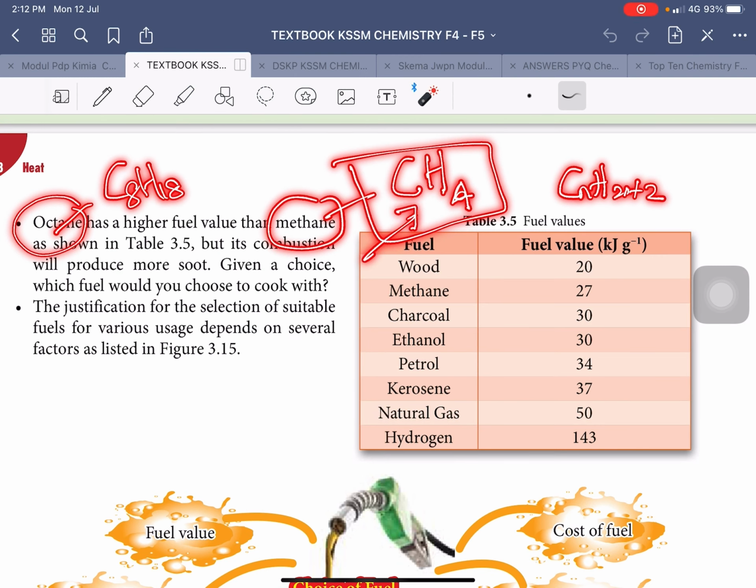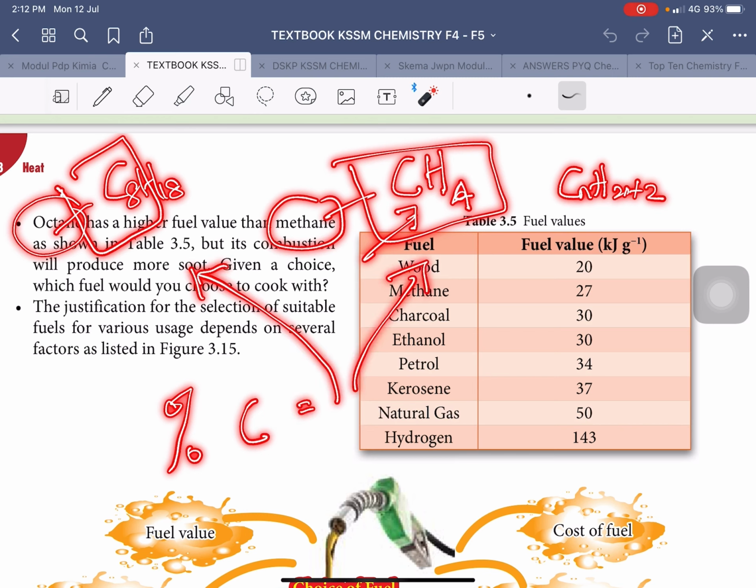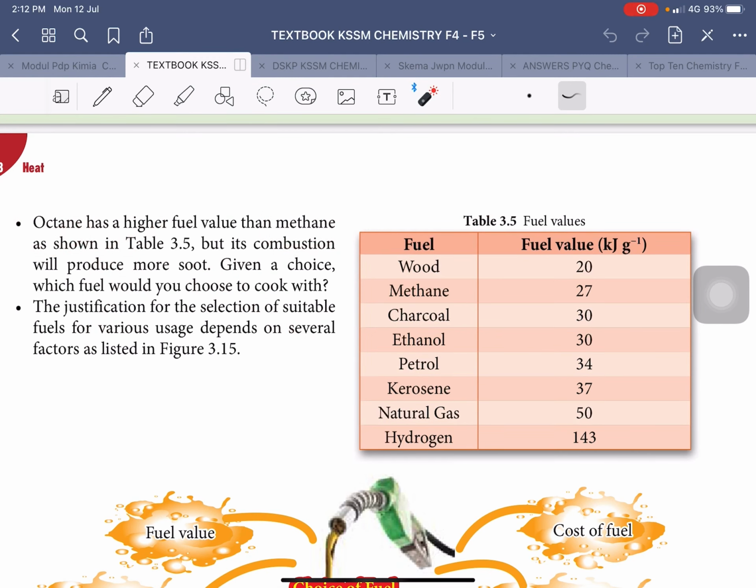So it has less carbon. Octane has 8 carbons here. If you count the percentage of carbon in both of these, you will see that of course octane has a higher percentage of mass for carbon compared to methane. Soot means jelaga. So given a choice, which fuel would you choose to cook with? Of course methane, because there is only a little soot.